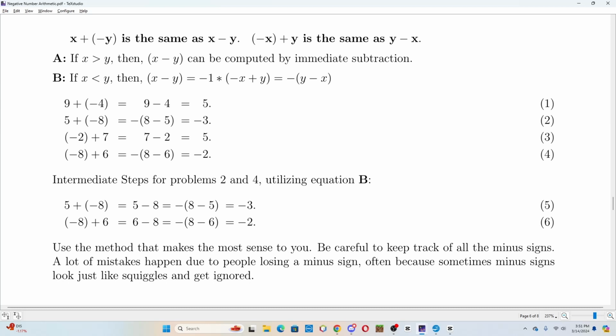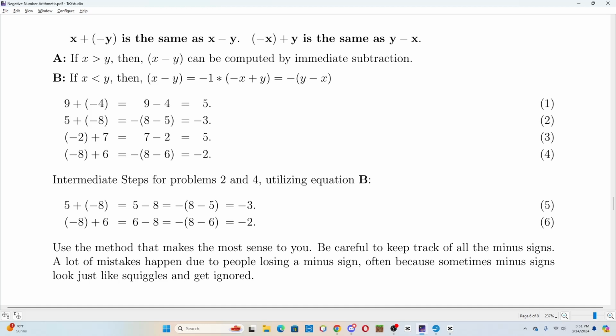If one number is negative and the other is positive, then this becomes a subtraction problem. The simpler form of subtracting is a bigger positive number minus a smaller positive number. If you have x plus minus y or minus x plus y, then the problem can be converted to a subtraction of positive numbers. A possible additional step is to use equation B to ensure that the smaller number is being subtracted from the larger number. Be very careful of minus signs. In equation 1, 9 plus minus 4 is the same as 9 minus 4, and that is 5.